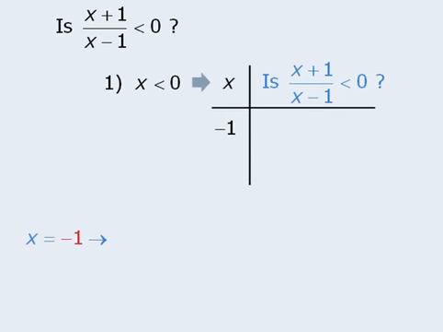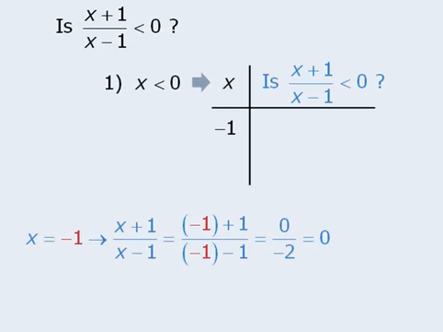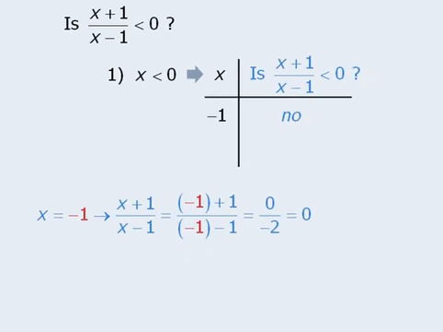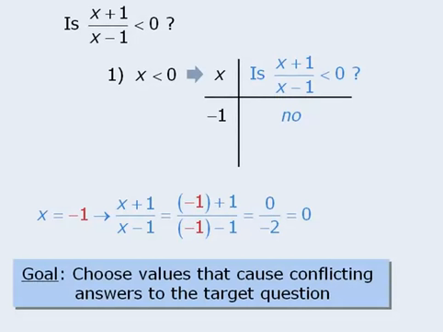If x equals -1, then our expression evaluates to be 0. So when x equals -1, the answer to our target question is no. (x + 1)/(x - 1) is not less than 0. Now, what's another nice number we can choose here? Remember, our goal is to choose numbers that cause conflicting answers to the target question. So we want to choose a number such that the answer to our target question will be yes. Now, we've already tried -1 as a value for x, so now we might try x equals -10 or x equals -1/2.